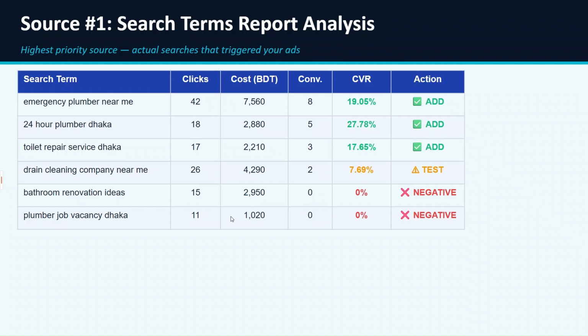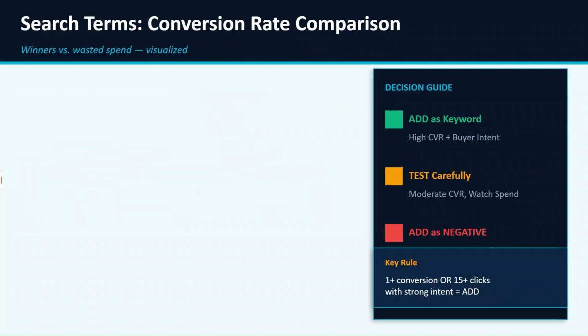Okay. So this is the power of the system report. It shows you exactly who clicked your ad, what they were looking for, and whether they converted. You make decisions based on actual data, not guesses. So this system report is not just for reporting. It is your weekly keyword gold mine, and your negative keyword protection list at the same time. I hope you can understand.